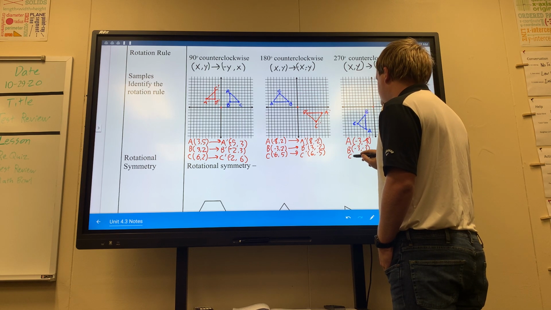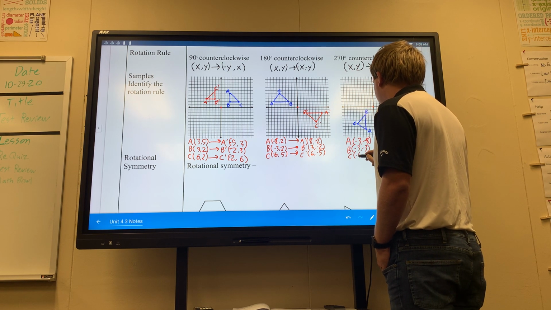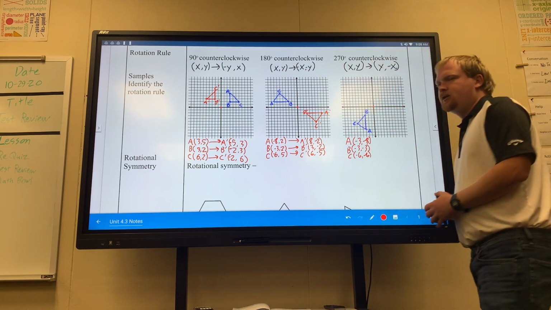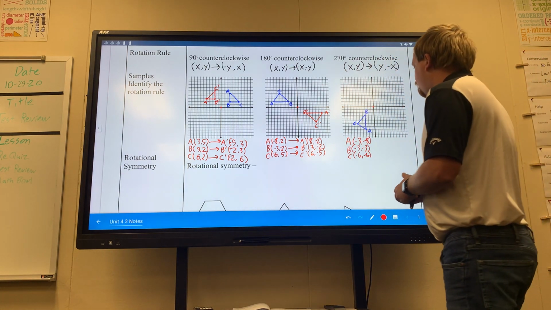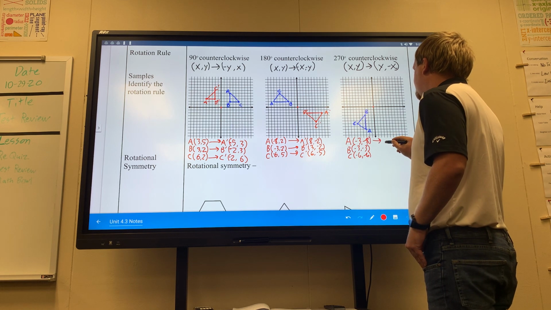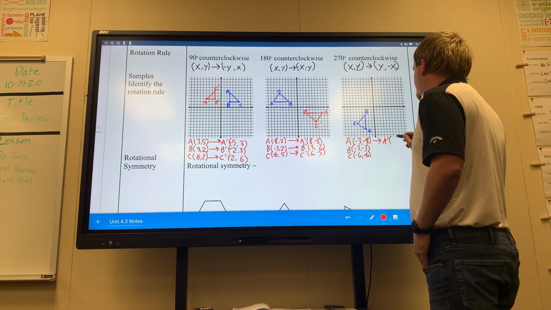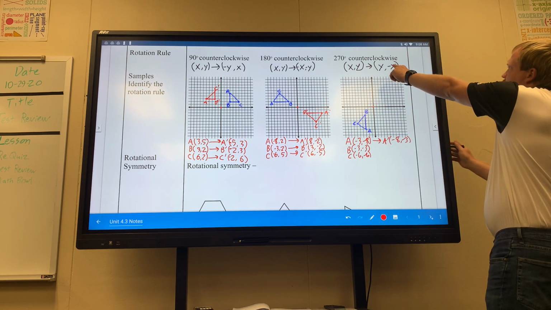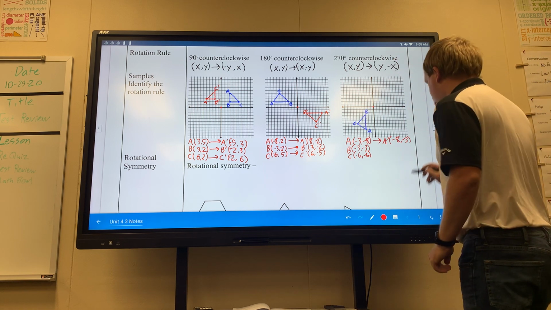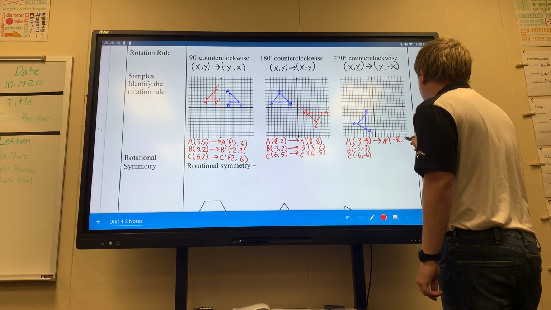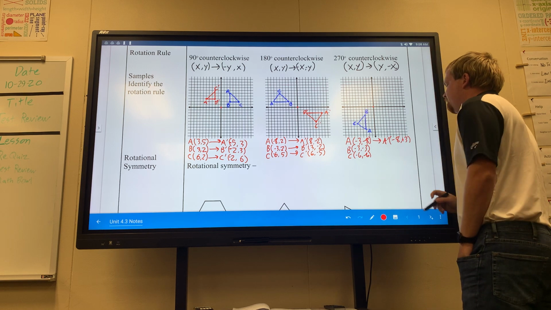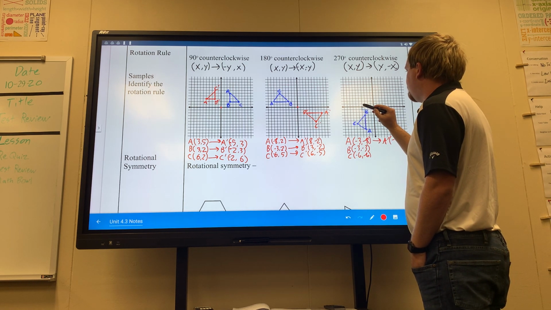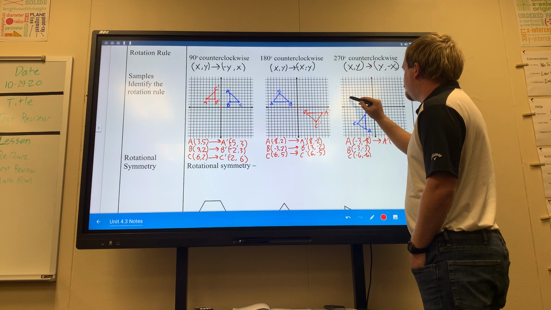And then point C, 1, 2, 3, 4, 5, 6. Okay? Now, for point A, remember, I'm switching the negative 8 and the negative 3, but my new Y value is going to change. So instead of saying negative 3, I want to say positive 3. So 1, 2, 3, 4, 5, 6, 7, 8.